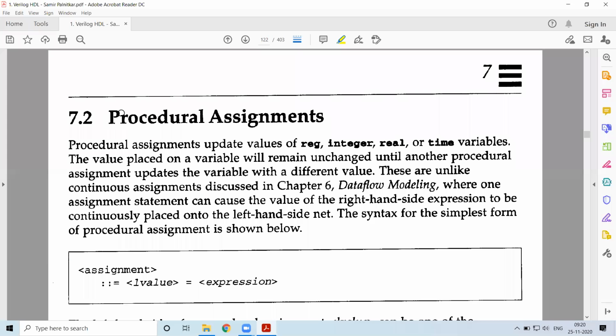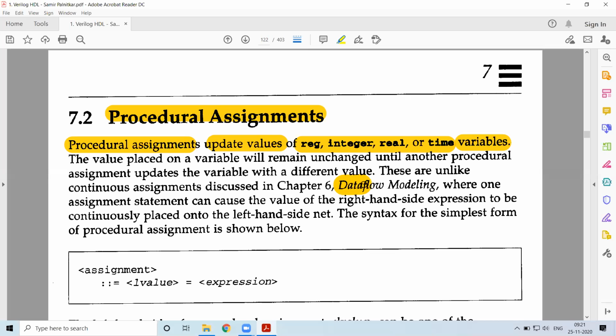Now going ahead, we'll be discussing procedural assignments. These assignments are nothing but assigning some values to variables. How do you initialize or specify values to variables or parameters? Here we can see that procedural assignments update the values for register data type, integer data type, real data type, and time variables. These variables will be assigned some values, or the values will be updated.